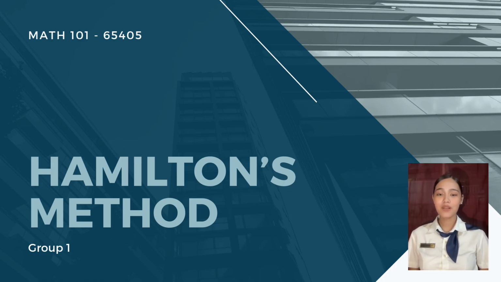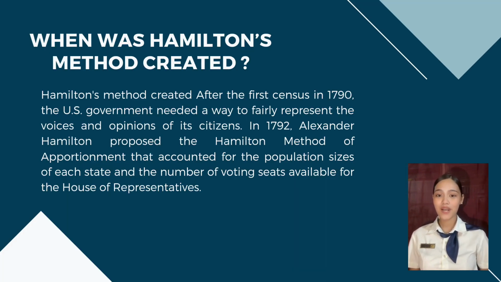Before we delve into our discussion, let me ask you something. When was Hamilton's method created? Well, Hamilton's method was created after the first census in 1790. The U.S. government needed a way to fairly represent the voices and opinions of its citizens. In 1792, Alexander Hamilton proposed the Hamilton method of apportionment that accounted for the population sizes of each state and the number of voting seats available for the House of Representatives.